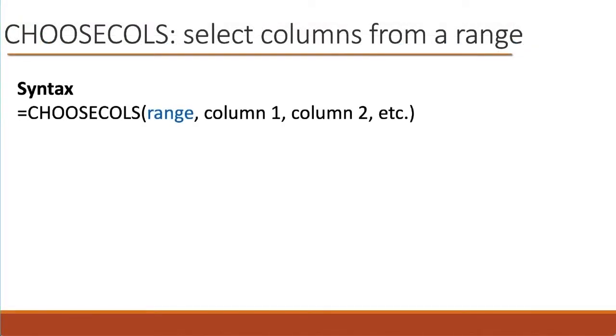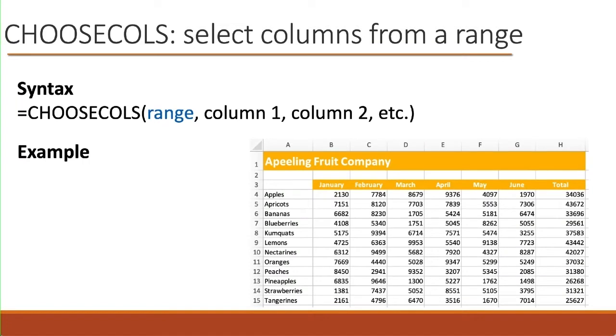The way this works is we say equals CHOOSECOLS, and then in parentheses, we've got, I'll call it, two arguments. The first is the entire range of data, and the second argument, or second through 256th argument, is which columns you want to get. So let's say we've got a data area that looks like this. We would say equals CHOOSECOLS, A3 to A15, because that's the entire data area, and then literally 1 and 8. So if I want column 1 and column 8, in this instance, I would get column A and column H.